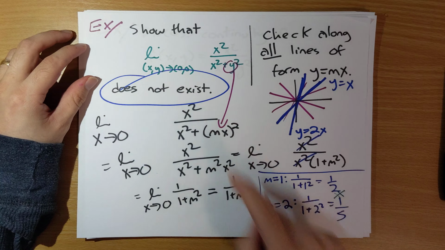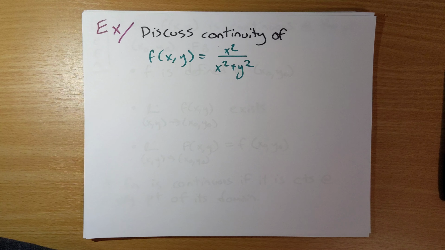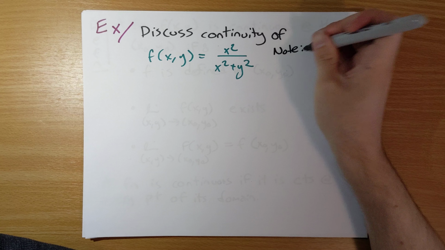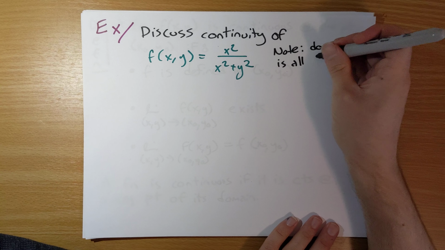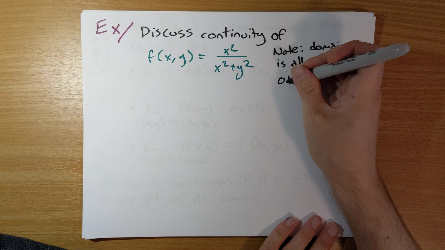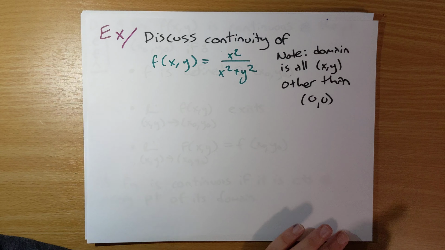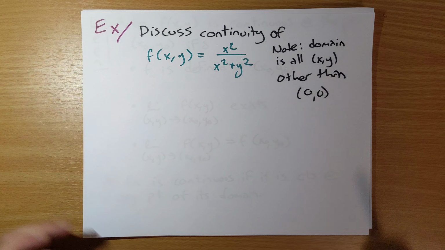Now, just as a reminder, we showed in the previous video that the limit as (x, y) goes to (0, 0) of this function does not exist. But you also note that the domain is all (x, y) other than the origin, (0, 0). Because if we plug in 0 and 0 for x and y, we get 0 over 0, we get something that's undefined here.